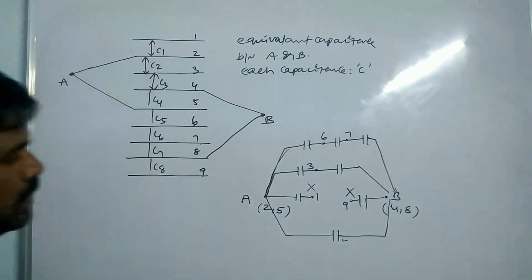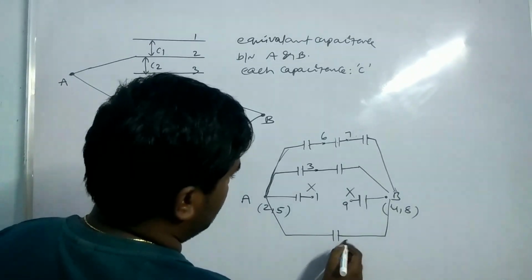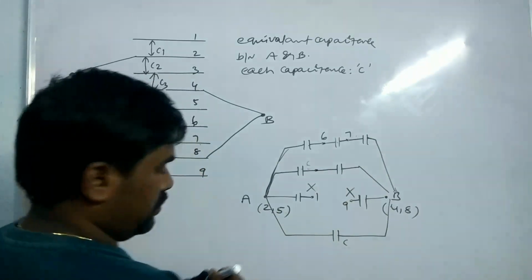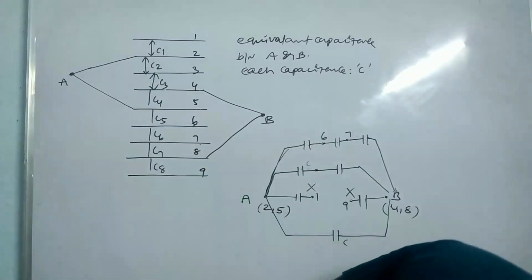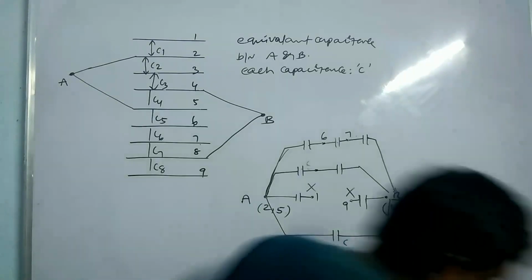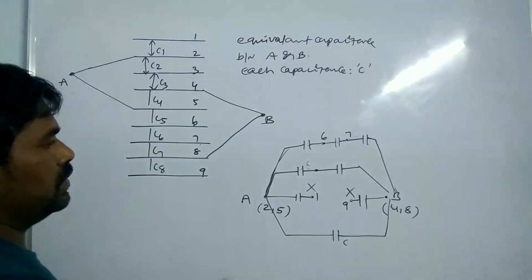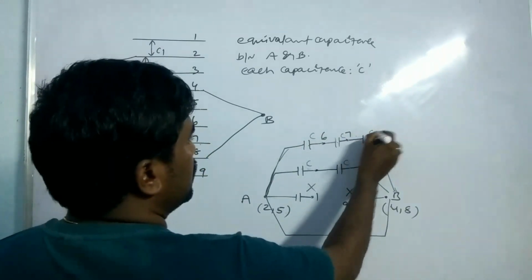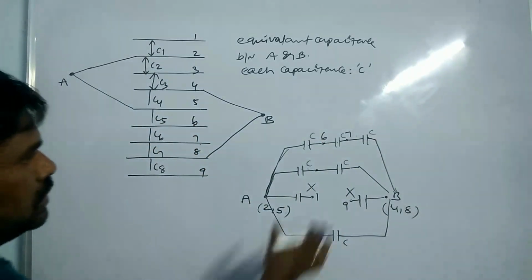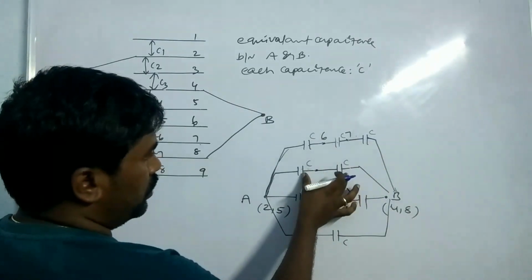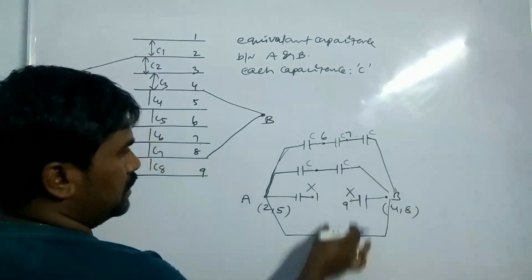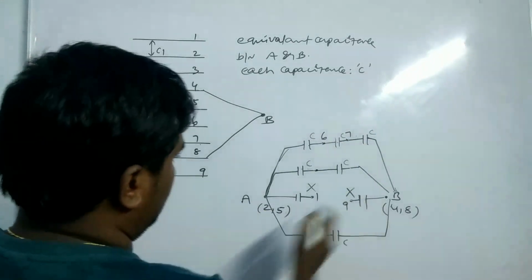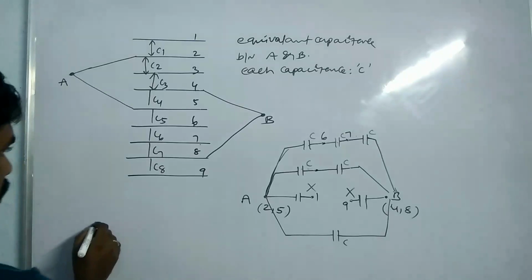So now let's see. Each capacitor has capacitance C. How many capacitors are there? These three are in series, these two are in series, and this one is single. So these three branches are in parallel combination. This is not working, this is not working. It is a simple diagram. How can we solve this?